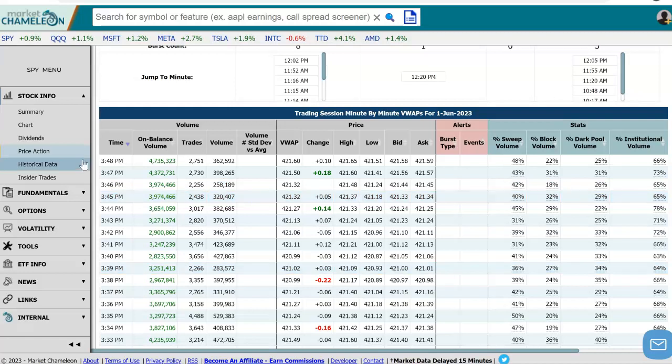And you could see here that for each minute, we do have the on-balance volume, number of trades, the volume for that minute, the VWAP price, which is the volume-weighted average price. This is the change from the previous minute. So in this particular minute, the VWAP changed by 18 cents. So it was on an uptick. We have the high and low price for that minute and the ending bid-ask spread.